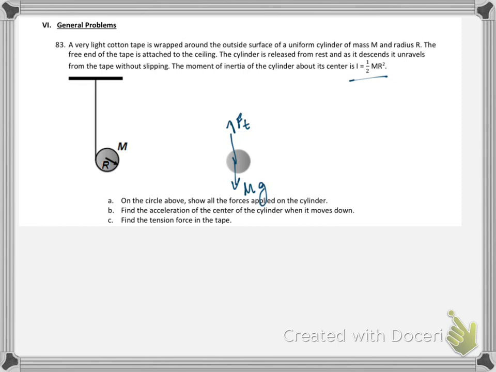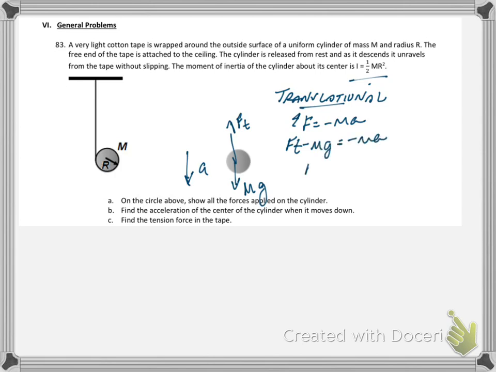All right, so to get the acceleration, we have to sum up the forces for translational movement. So let's do that first. Translational. And this thing is accelerating downward, right? So we have summation of forces equals negative ma. Tension force up, mg down, negative ma. So the tension force is going to equal mg minus ma. Let's hang on to that for a little bit.